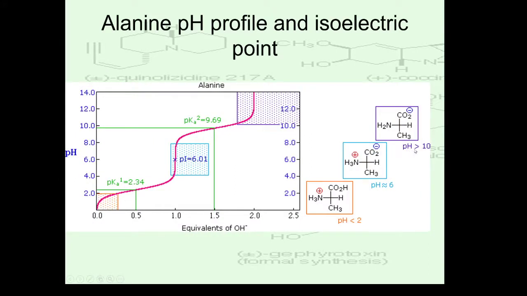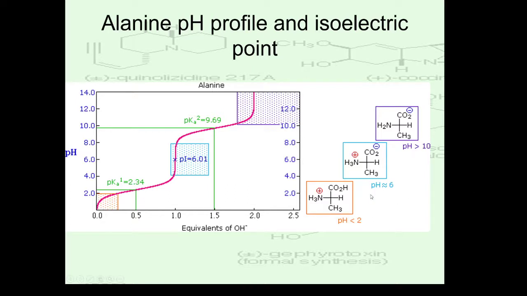Similarly, if I go to a pH above 10, my acid end, my carboxylic end, the COOH end, will readily donate its protons and become negatively charged. But the amine end has no charge, and therefore my molecule overall has a net negative charge, no isoelectric point.